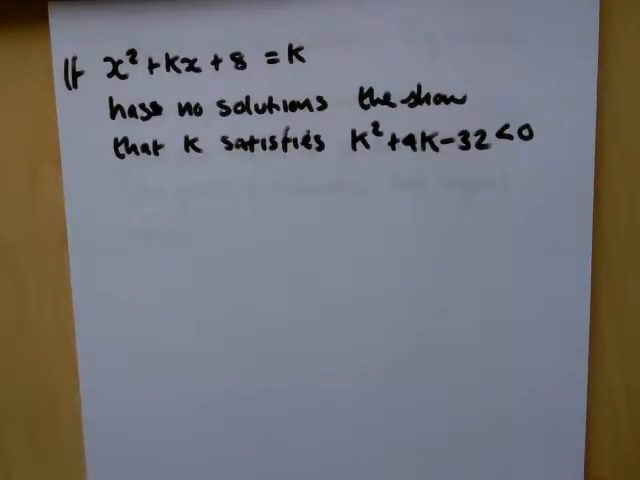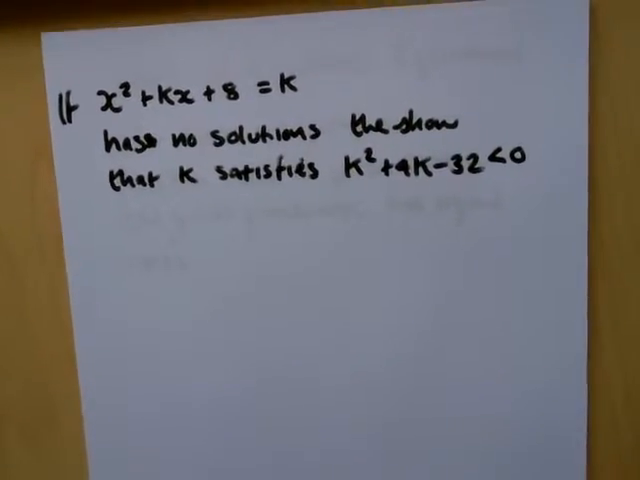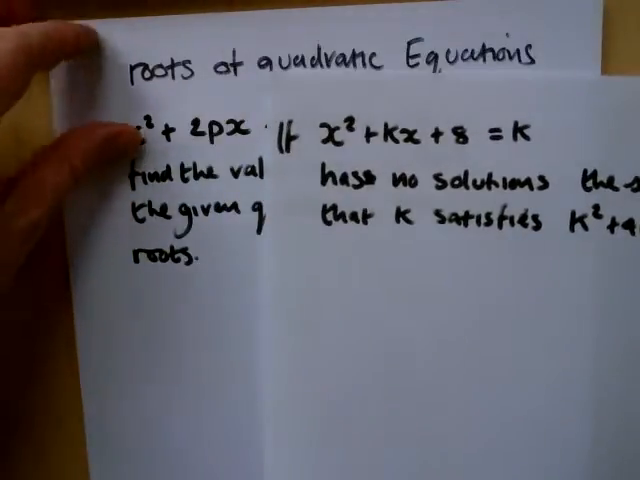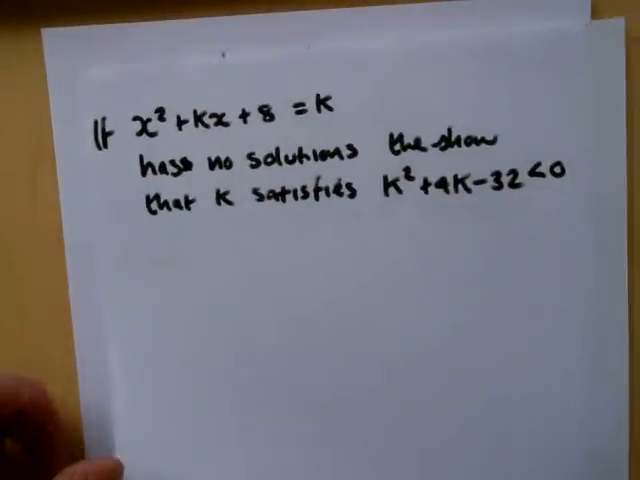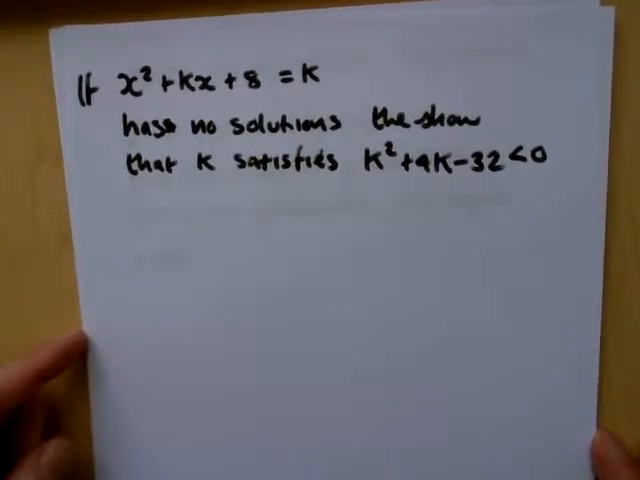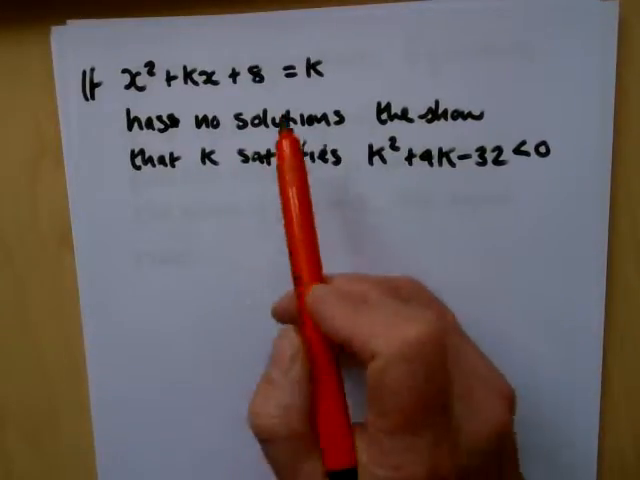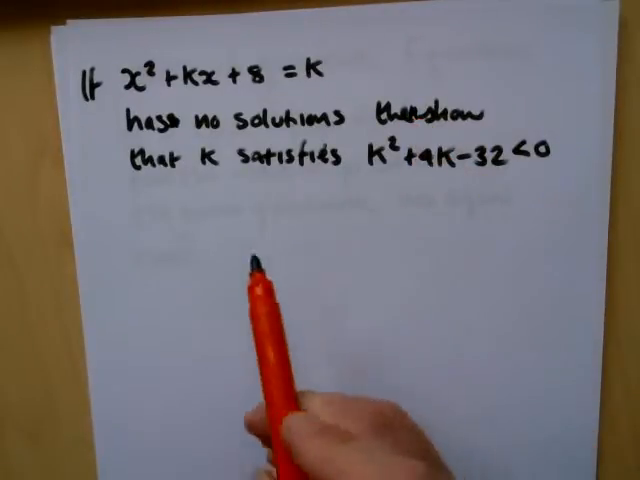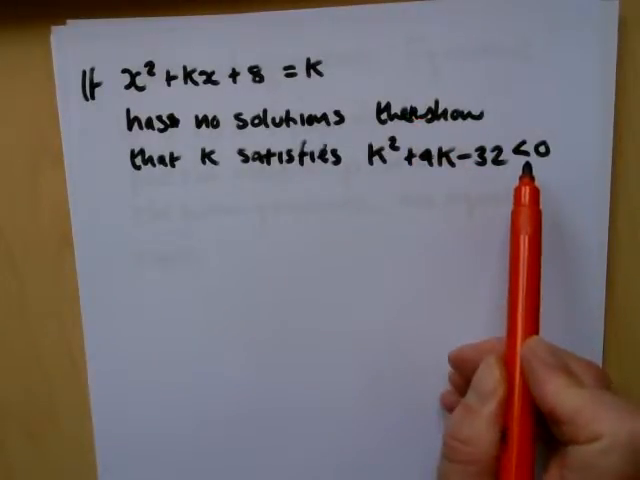So we can straight away transfer that understanding into some problems that regularly come up on the C1 paper. In fact, I'll start with something slightly easier, we'll go with this one first. No, we'll stay with this. So with this particular problem, I've been told that if x squared plus kx plus 8 equals k has no solutions, then show that k satisfies this inequality.